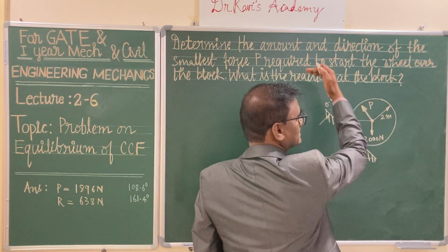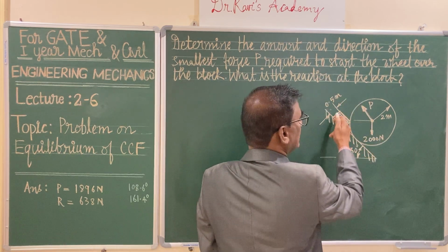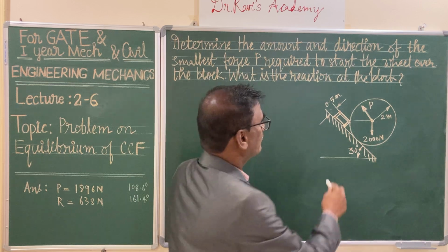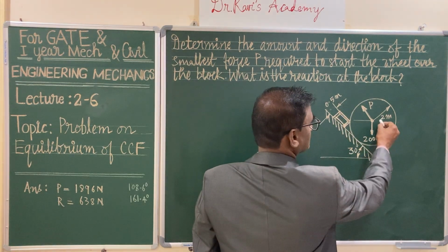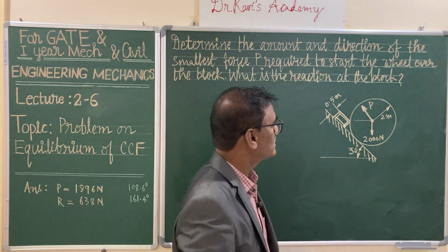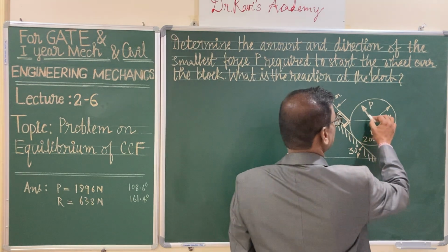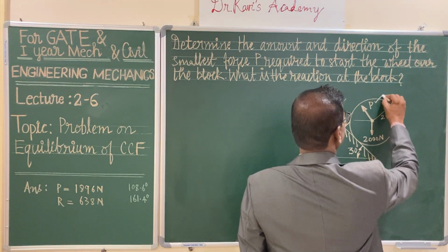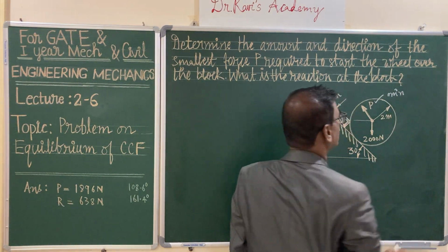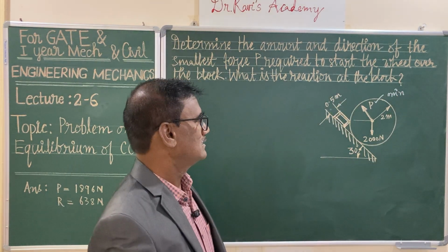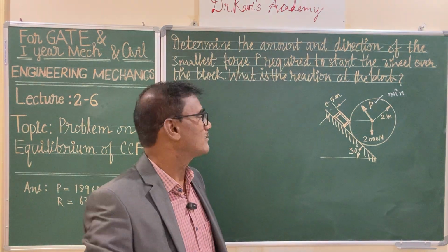So you are pulling this to override a hurdle. You have a hurdle in the form of a 0.5 meters height, and the wheel radius is 2 meters, and the force is acting. So he is asking what is this value of P such that P should be P minimum in order to climb over the hurdle. So that is the problem.